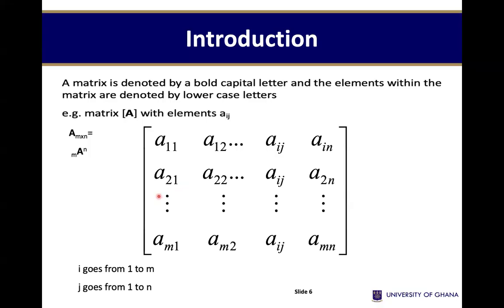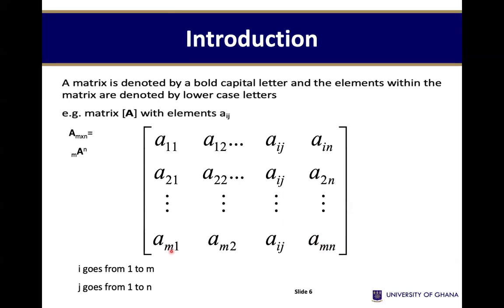Then we can go even to A31, A32, A33, A34, all the way to A3n. Then lastly, we can also look at the last row, which is basically Am1, Am2, Am3, all the way to Amj, and then Amn.